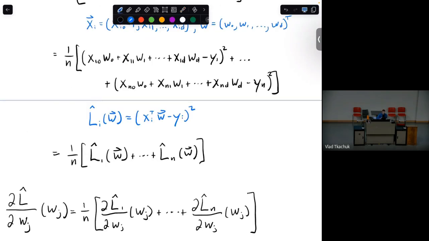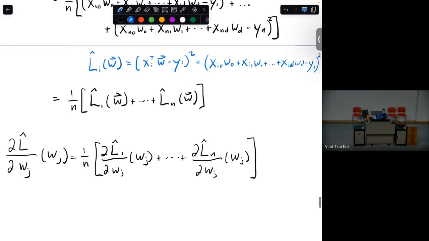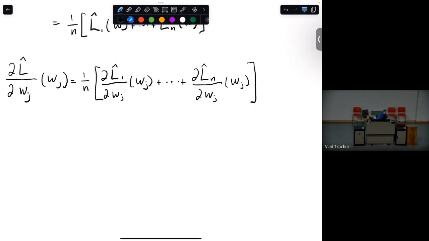And yeah, we know what this object is. Let me explicitly write it one more time. So this thing is xi0 w0 plus xi1 w1 all the way up to xi d wd minus y of i, all squared. Okay. So all we have to do is take the derivative of this object with respect to wj. So let's do that derivative. I'm going to write that derivative in here. So this is what we care about. This is like our side step here.